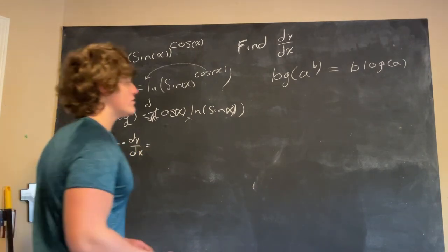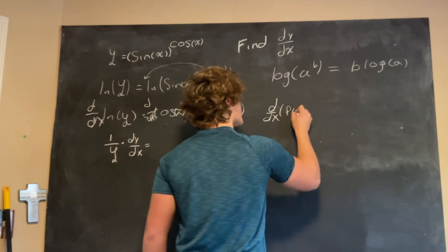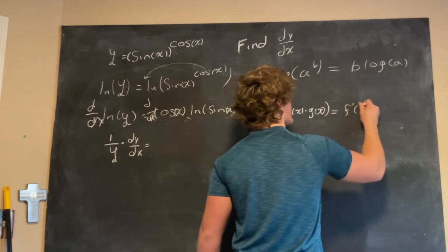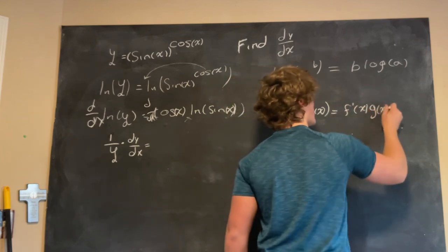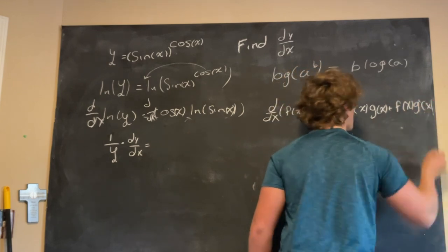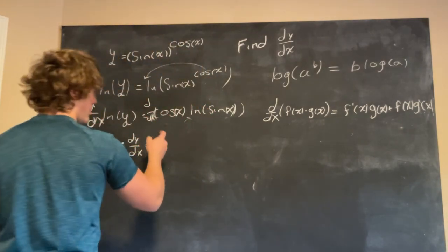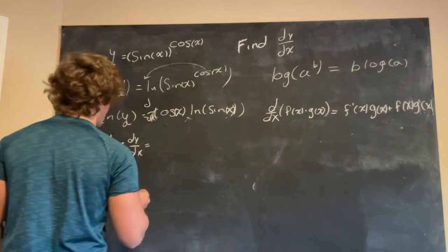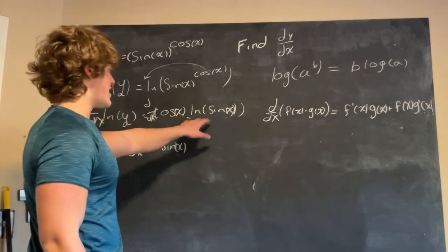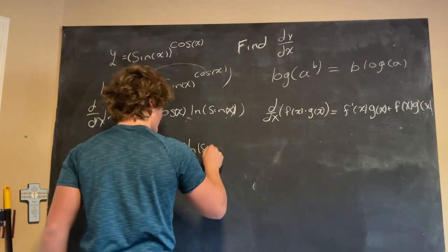Now this is going to be a product rule question. If you take the derivative of f of x times g of x, that is equal to f prime of x times g of x plus f of x times g prime of x. Now when we apply this here, we take the derivative of cosine of x with respect to x, which is negative sine of x, and multiply that by ln of sine of x.